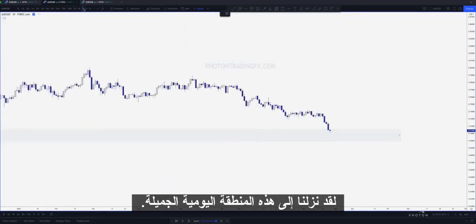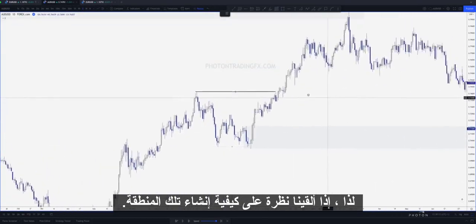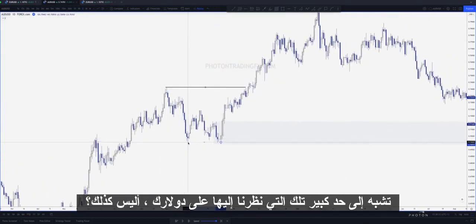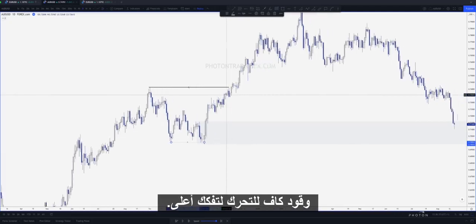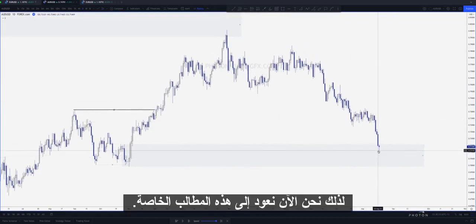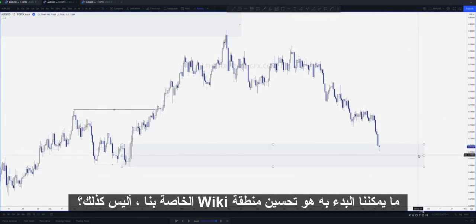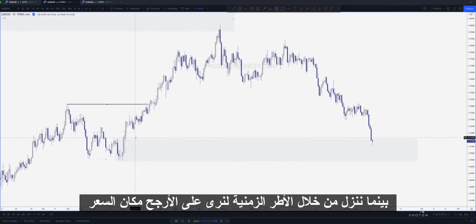We've come down into this nice daily zone. So if we take a look at how that zone was created, pretty similar to the one that we looked at on euro dollar, right? We had these equal lows, and then price swept those lows here, and then that fueled the move to break up higher, okay? To then get that larger sort of weekly break of structure. So now we're coming back into this demand zone. What we can start to do is refine our weekly zone, right, as we go down through the time frames to potentially see where price may react.